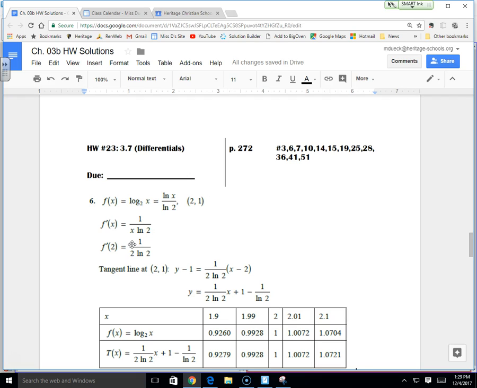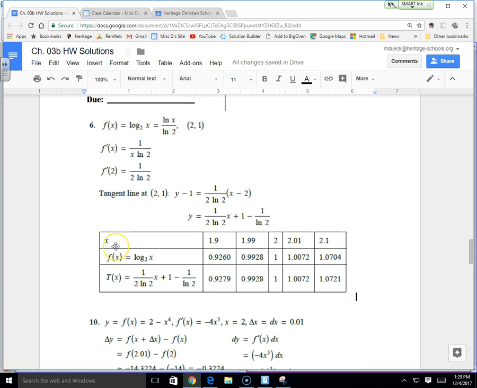Here we go. Number 6, you can go ahead and grade. Number 6 was a little weird, but all it was having you do was realize that the closer you are to the point of tangency, the better the tangent line approximates. That's all it's having you do.